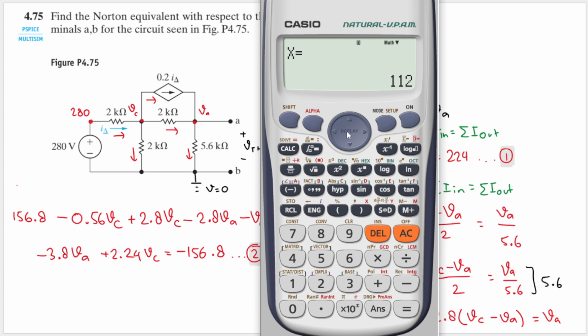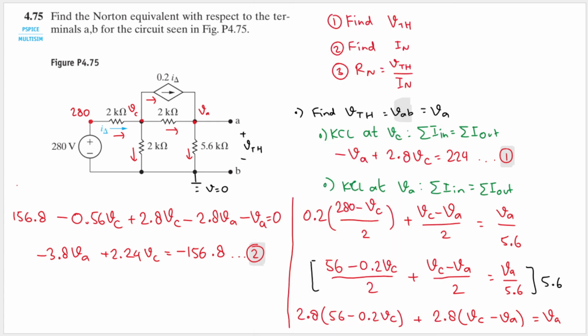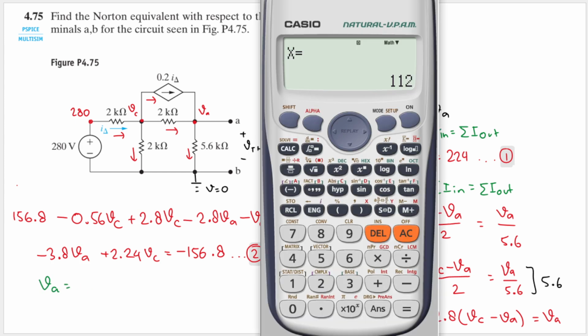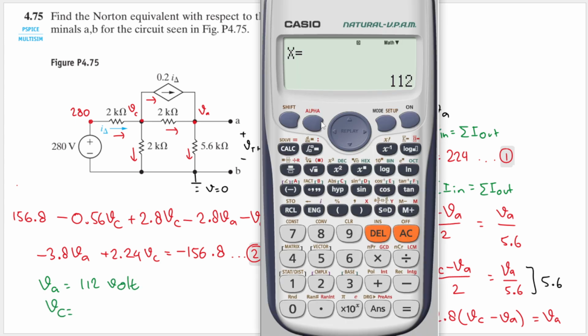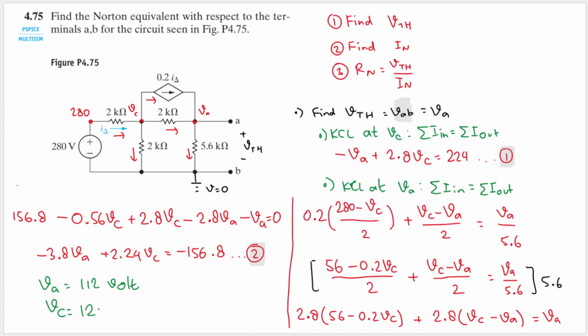Okay, so we will have VA is 112. Okay, that is a nice number. So we'll have VA is 112 volt. And what is VC? VC is 124. Okay, that is a nice number here. So our VA here is 112 volt. Good, so we'll have our Thevenin voltage here, which is 112 volt. Good, and that is just our first step.